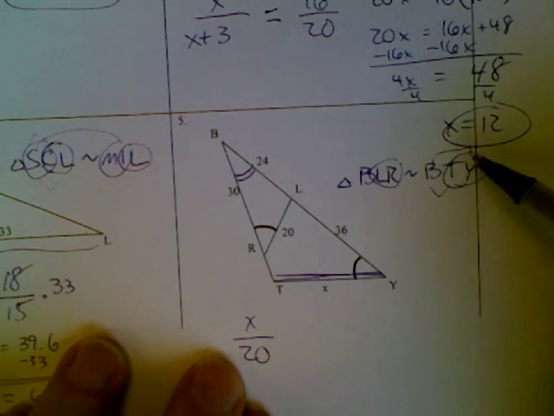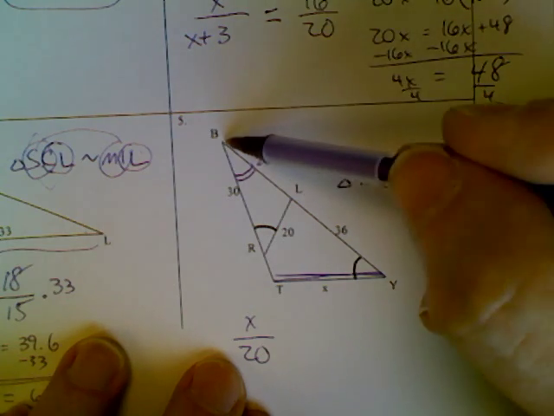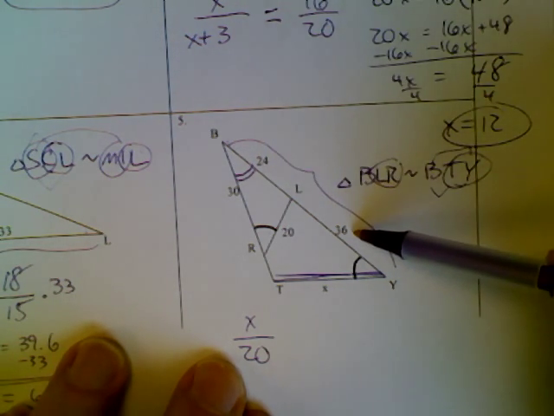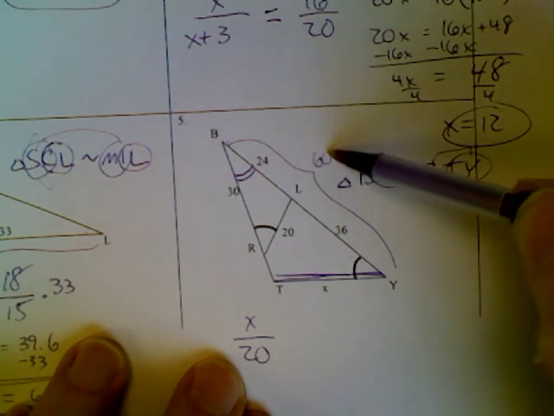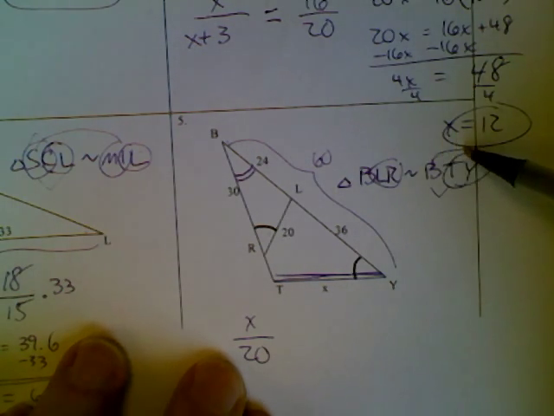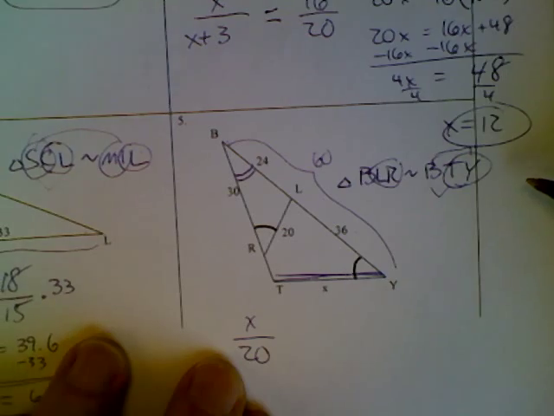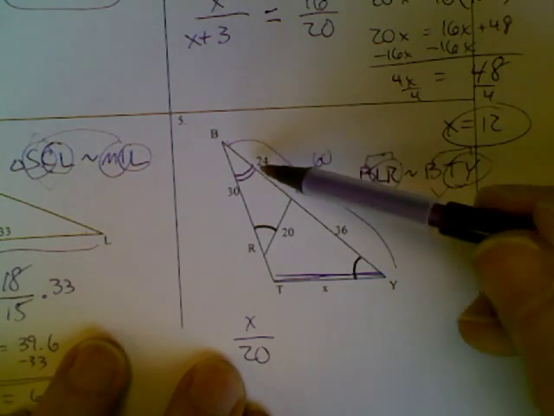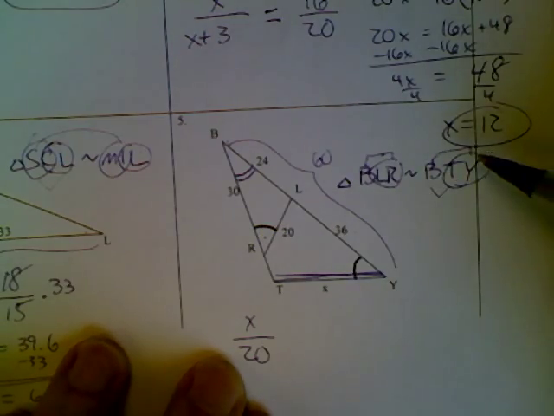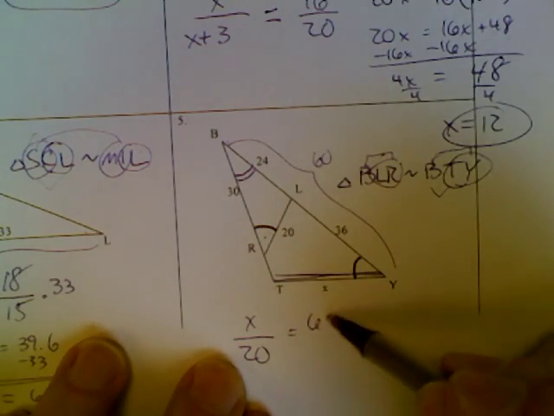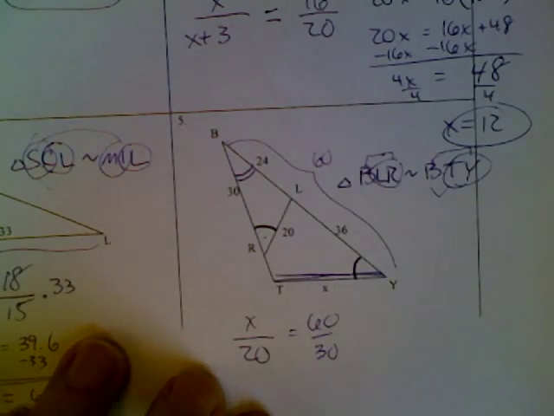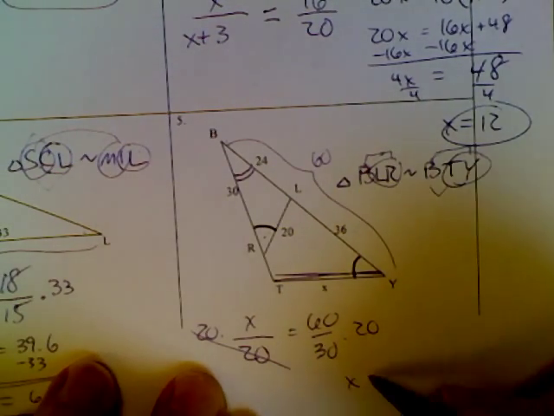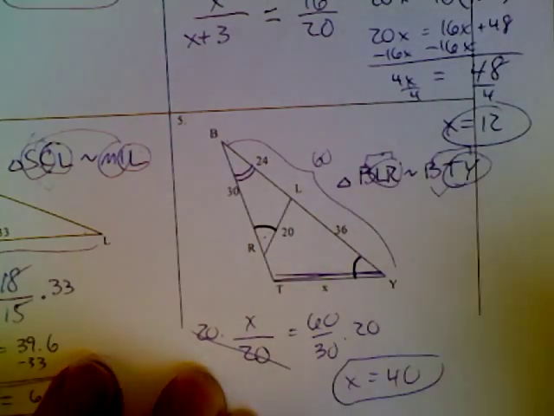How long is BY? BY, oh, all right, that I can find out. 24 plus 36 is 60, and the BY matches up with the BR, and the BR is 30. So I've got 60 over 30. Multiply both sides by 20. X is equal to 40.